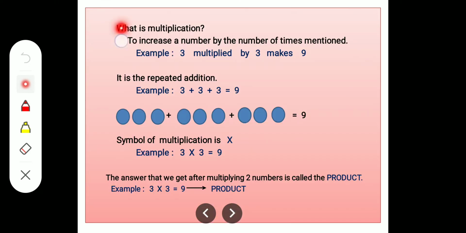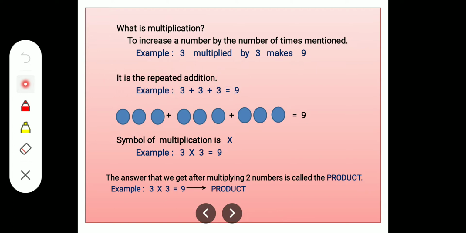So first, what is multiplication? To increase a number by the number of times mentioned is multiplication. So that means 3 multiplied by 3 makes 9. So this 3 is getting increased by 3 times, and as it gets increased by 3 times, the answer that we get is 9. It is the repeated addition.